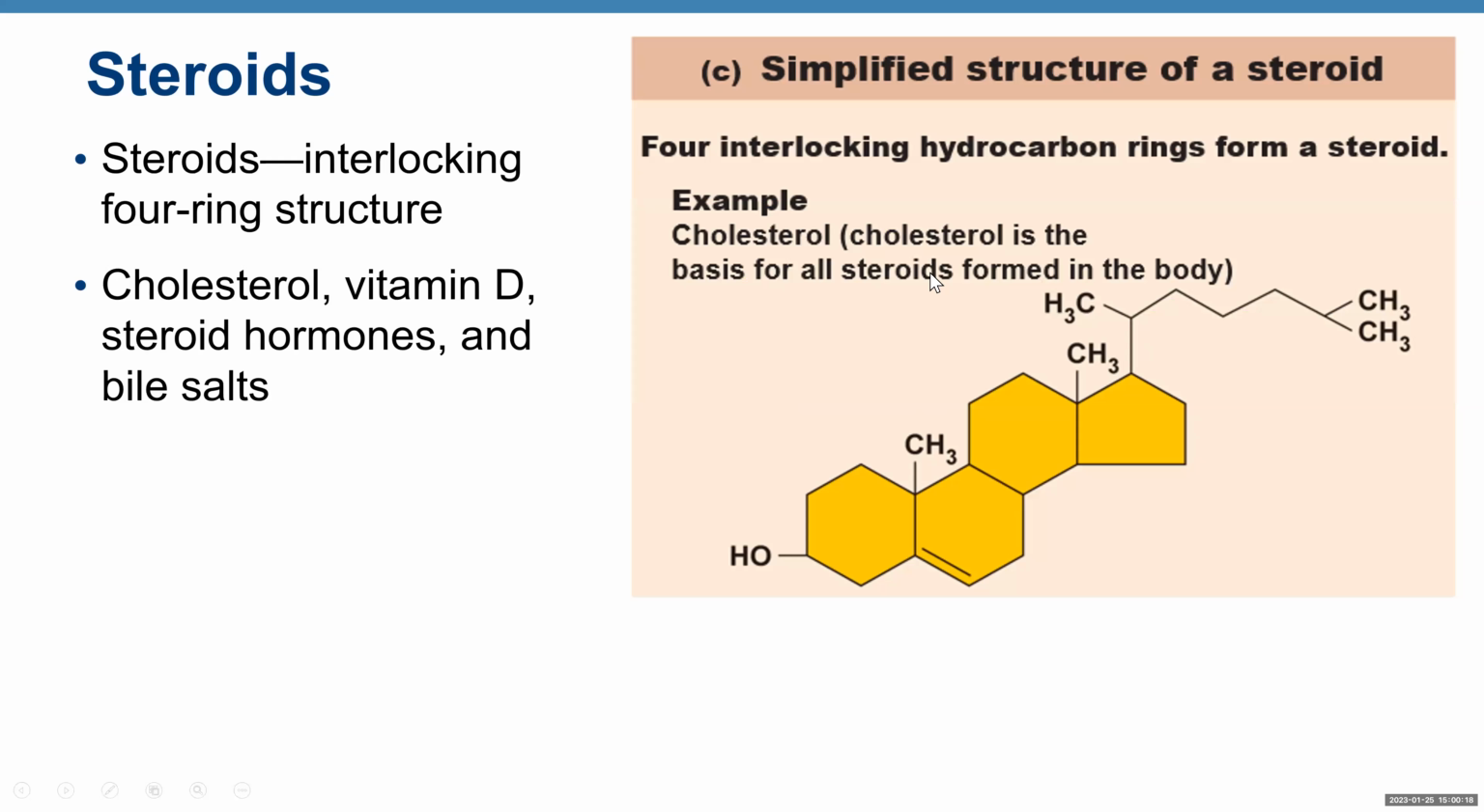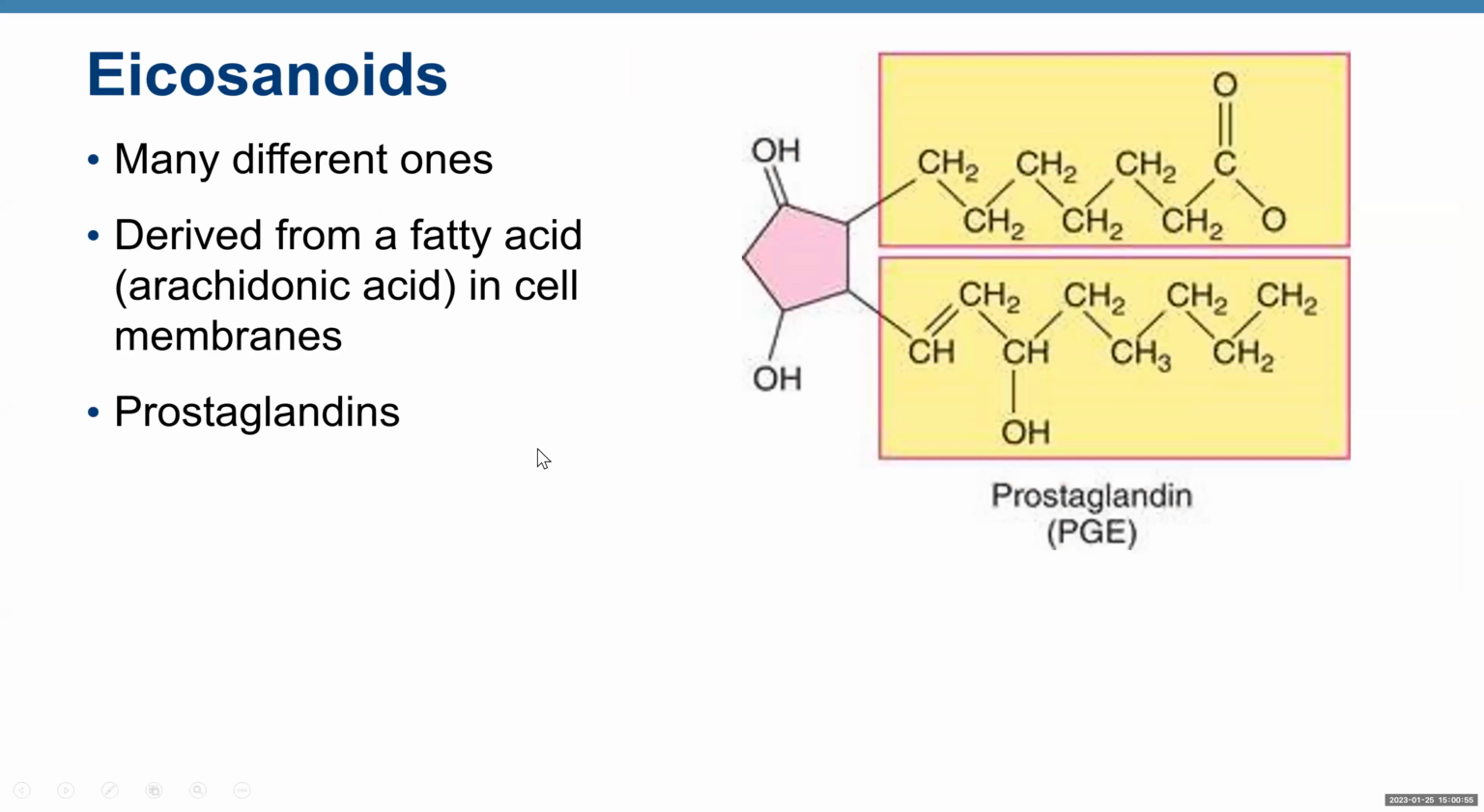Steroids are another example of lipids. They have an interlocking 4-ring structure. So here you can see 4 rings. So 1, 2, 3, 4. And then we have some different tails over here. Examples of steroids include cholesterol, vitamin D, steroid hormones such as testosterone, estrogen, progesterone, and bile salts. Now, cholesterol is the basis for all steroids formed in the body.